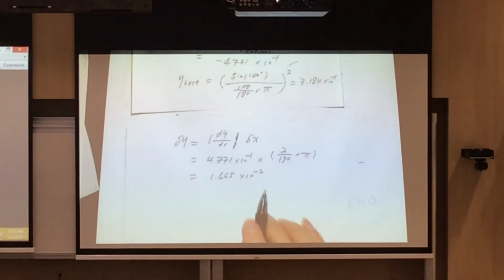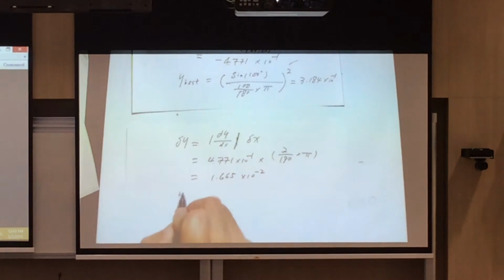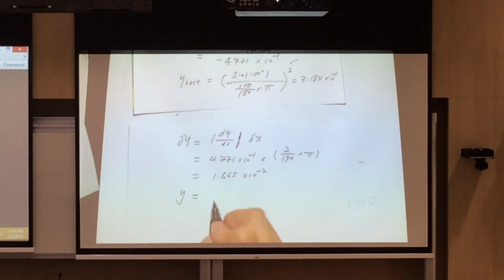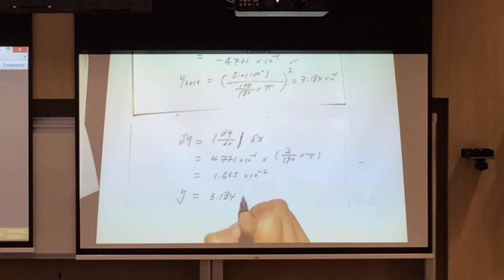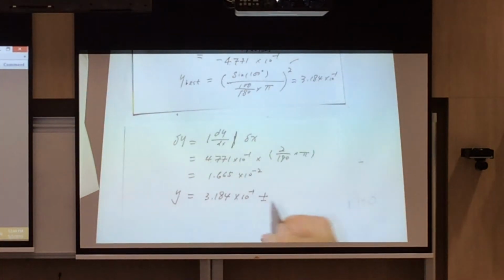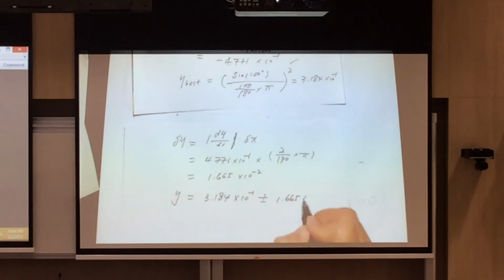Okay, again, this one you need to verify whether it's correct. So the final answer will be: y equals the best estimate of y, let's just now calculate, will be 3.184 times 10 to the power minus 1, then plus minus delta y, which is 1.665 times 10 to the power minus 2, right?